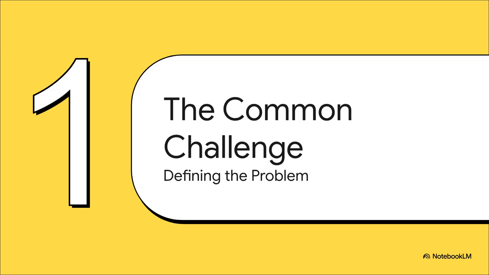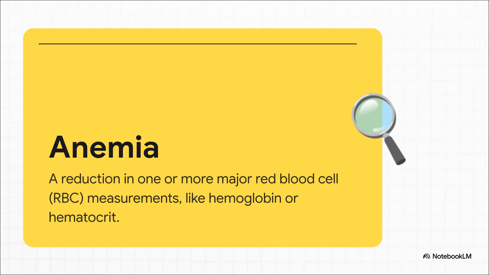First things first, to tackle any problem, you gotta know what you're looking for. And in medicine, that means starting with a really clear, measurable definition. Okay, so on the surface, this seems pretty straightforward, a drop in red blood cells. But the real key is knowing the specific numbers, the exact cutoffs that take a low lab value and turn it into an official diagnosis.